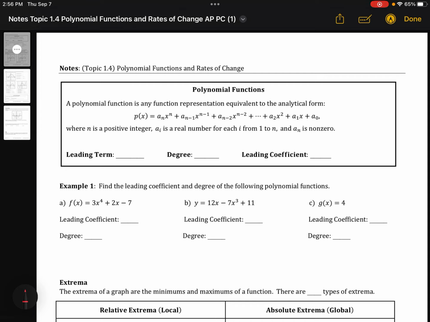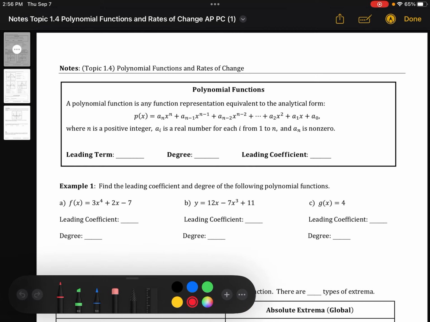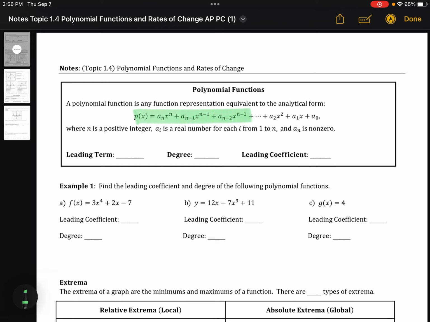So let's go ahead and do topic 1.4. We're going to do polynomial functions and rates of change. Yesterday we did linear and quadratics, and today we're going to be doing polynomial functions. A polynomial function, just to review, is any function in this form here.